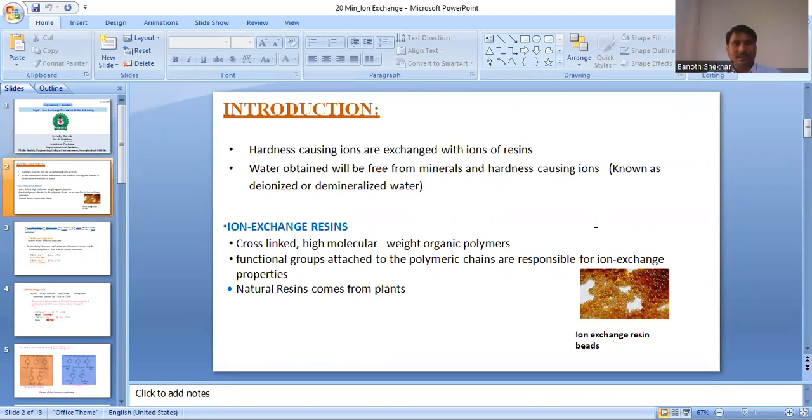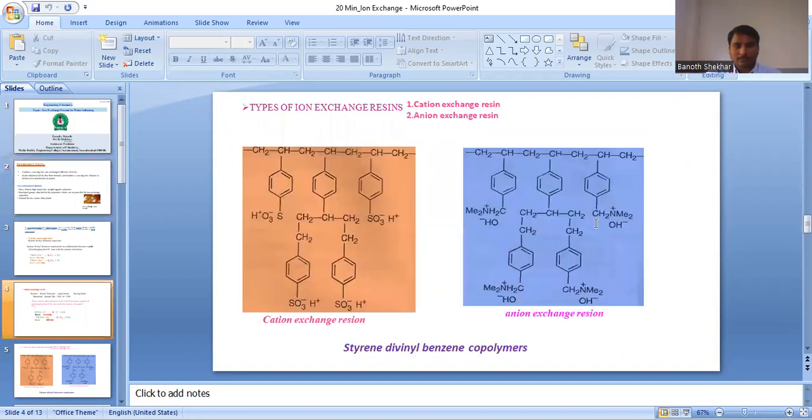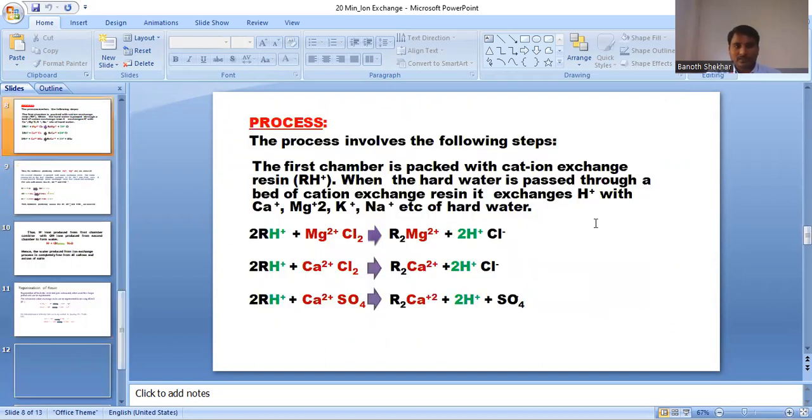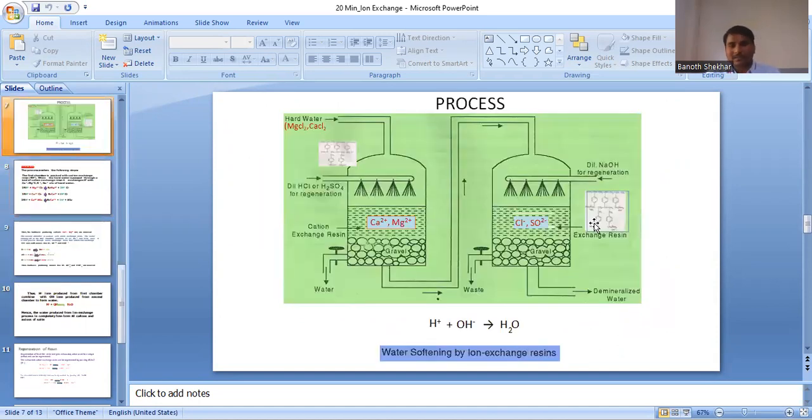In this, the hardness causing ions are exchanged with ion resins. To explain that, this is the best diagram to understand the ion exchange process. Here I am feeding my hard water. The water we feed into boilers is called boiler feed water.